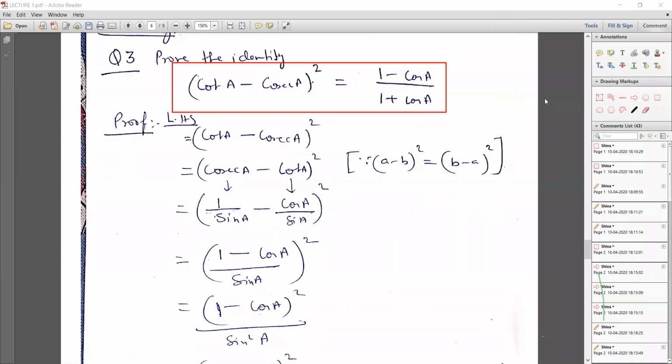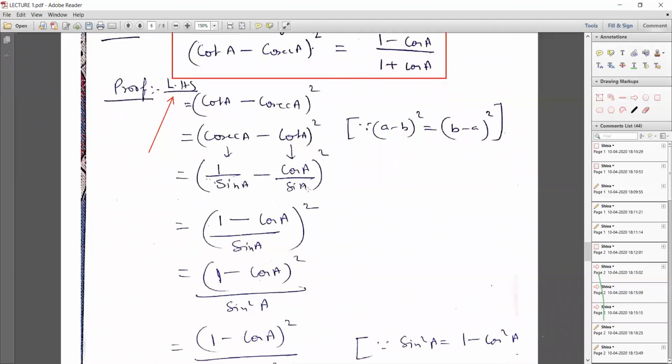So (cot A minus cosec A) whole square, I have written in the beginning as (cosec A minus cot A) whole square. I just interchanged the position, because (a minus b) whole square or (b minus a) whole square, the values are the same. Because (a minus b) whole square is a square plus b square minus 2ab, and (b minus a) whole square will also be b square plus a square minus 2ab. So we can interchange in case of square, because the square of any negative number is also positive.